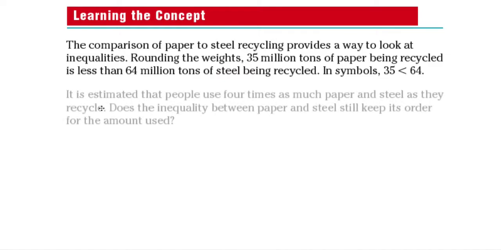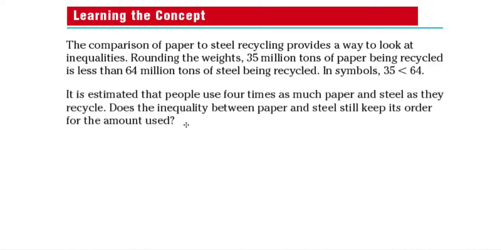It is estimated that people use 4 times as much paper and steel as they recycle. Does the inequality between paper and steel keep its order for the amount used? That's a good question. If people use 4 times as much, we can create an inequality such as 35 times 4 is less than 64 times 4. If you notice, the inequality will remain: 140 is less than 256. The inequality is still true.